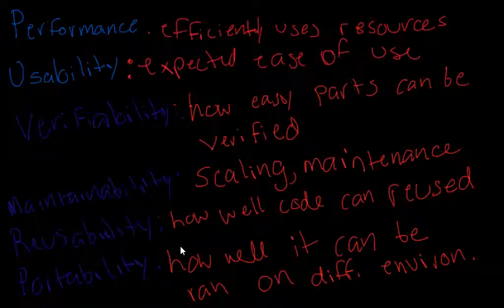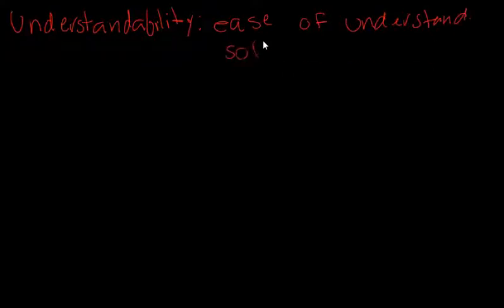Concerned about. So we're going to have to make a new canvas here because I want to talk about two more vocabulary words. And this first one is, we're going to switch to red for the text, understandability. Now, what understandability is, as the name implies, it's just the ease of understanding the software.